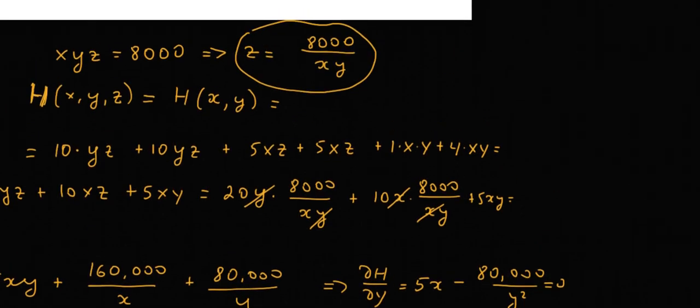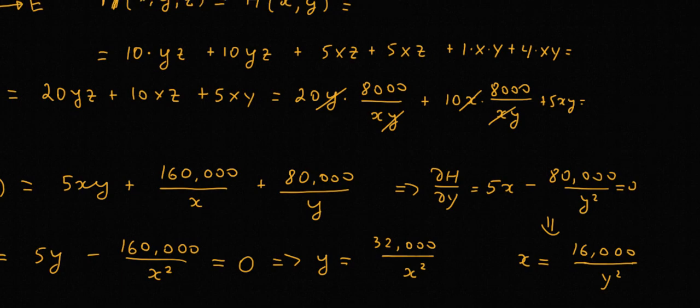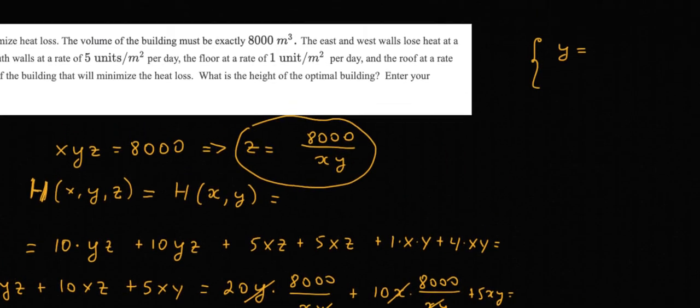Okay, now let me summarize these results. We now have the system of the following equations. y equals 32,000 divided by x squared. And the second equation is that x equals 16,000 divided by y squared.